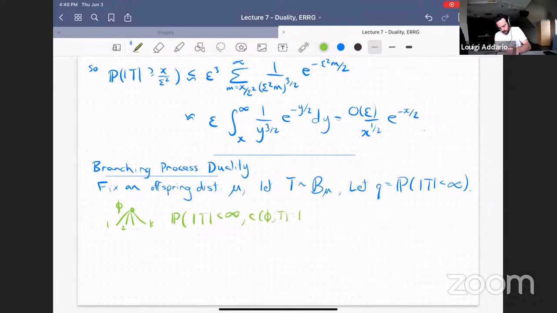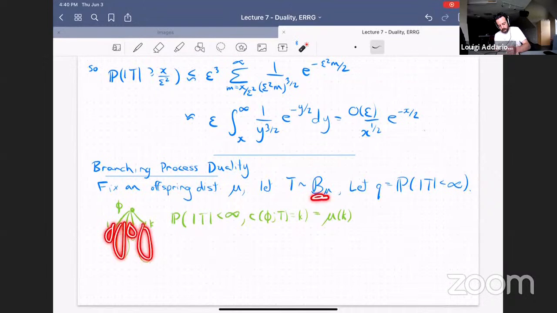Right? And then the probability that the tree is finite, that extinction occurs, and that the root has exactly k children, well, by Bayes, the probability of seeing k children is mu of k. And then if the root has k children, then in order for the tree to be extinct, each of the copies of T rooted at the children of the root, by the branching property, each of these looks like an independent BGW mu tree. Those all have to go extinct as well. So we get mu of k times q to the k.